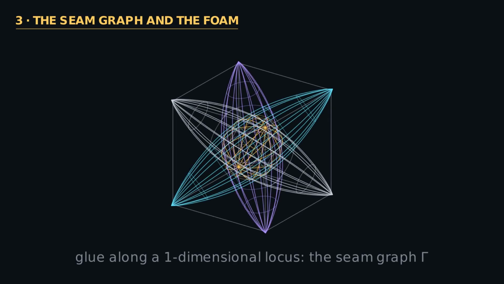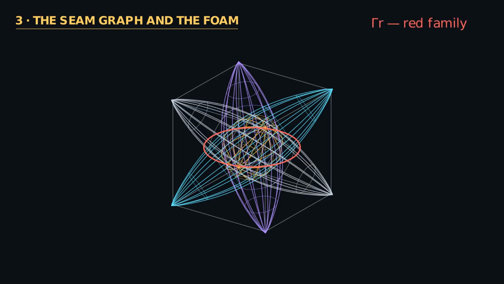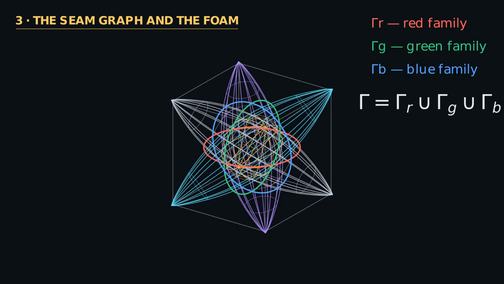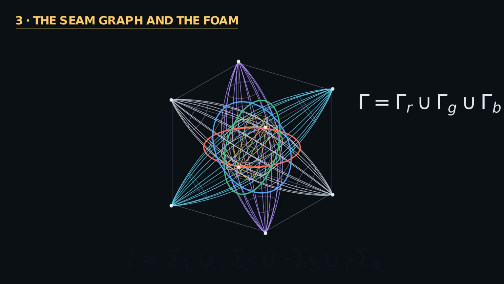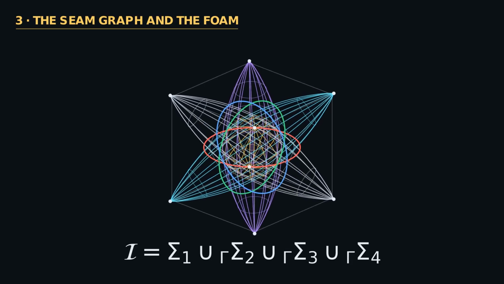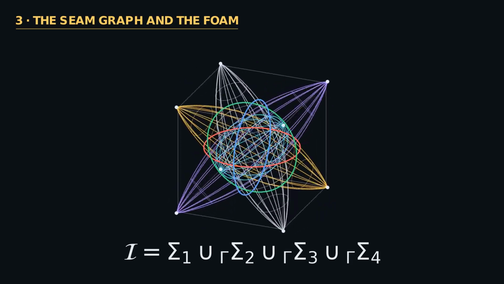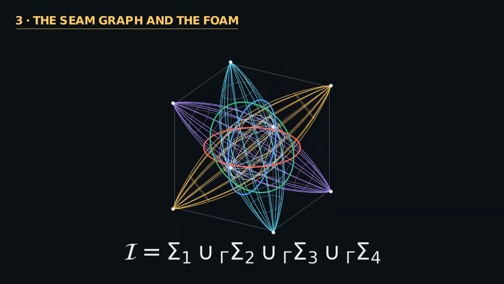Where the 4 sheets intersect, we glue them along a 1-dimensional locus called the seam graph, gamma. The seam graph splits into 3 families, and we mark them with 3 colors: red, green, and blue, 1 family for each coordinate plane. Gluing the 4 sheets along the seams produces the full carrier, a stratified orbifold foam. We call it the seed.